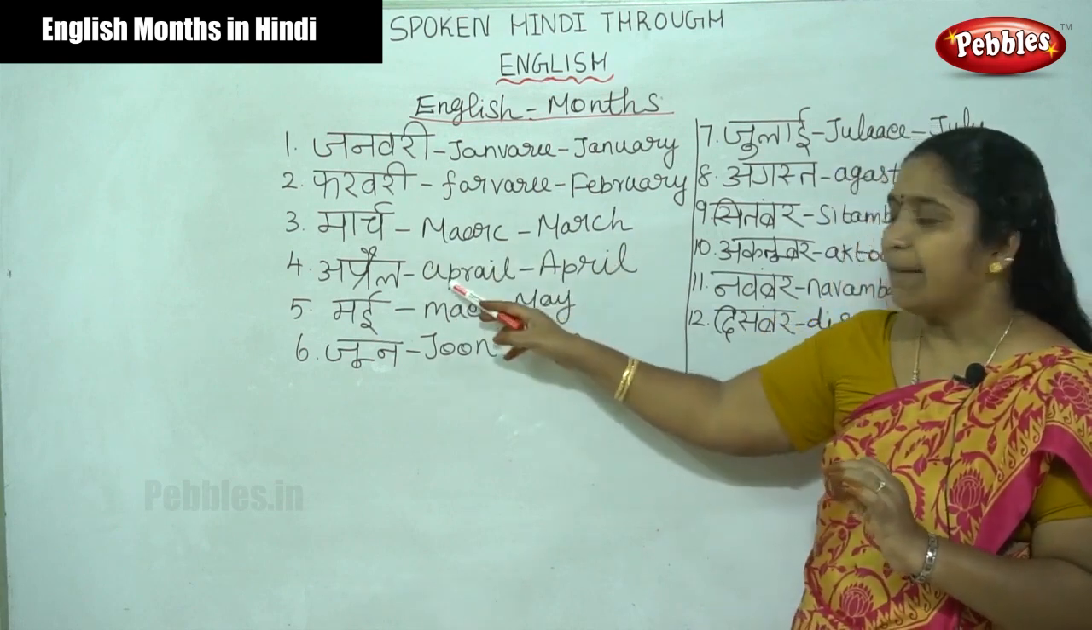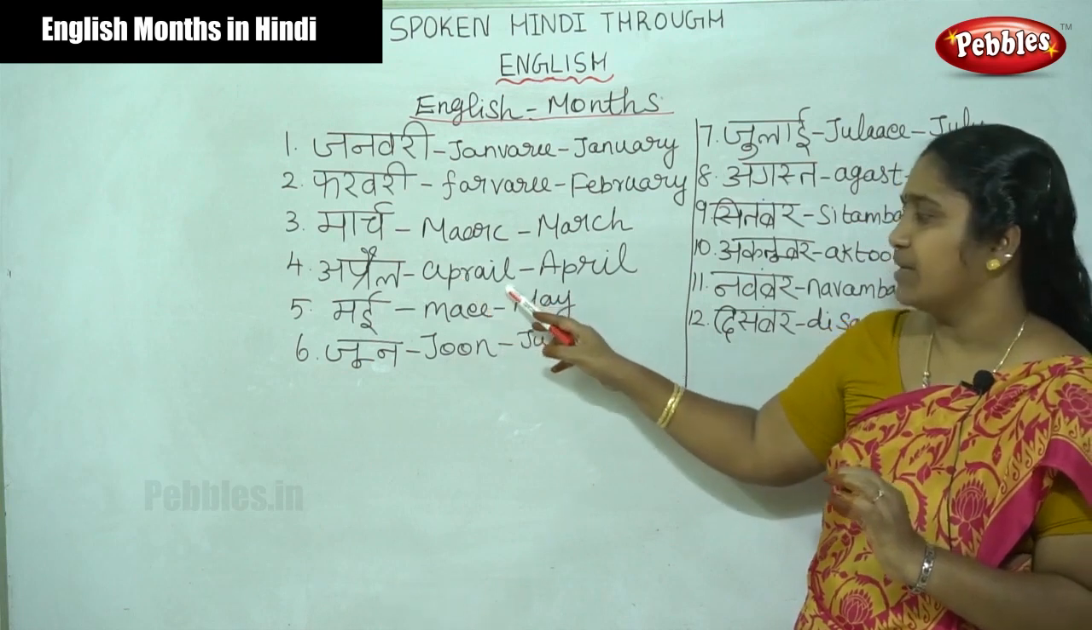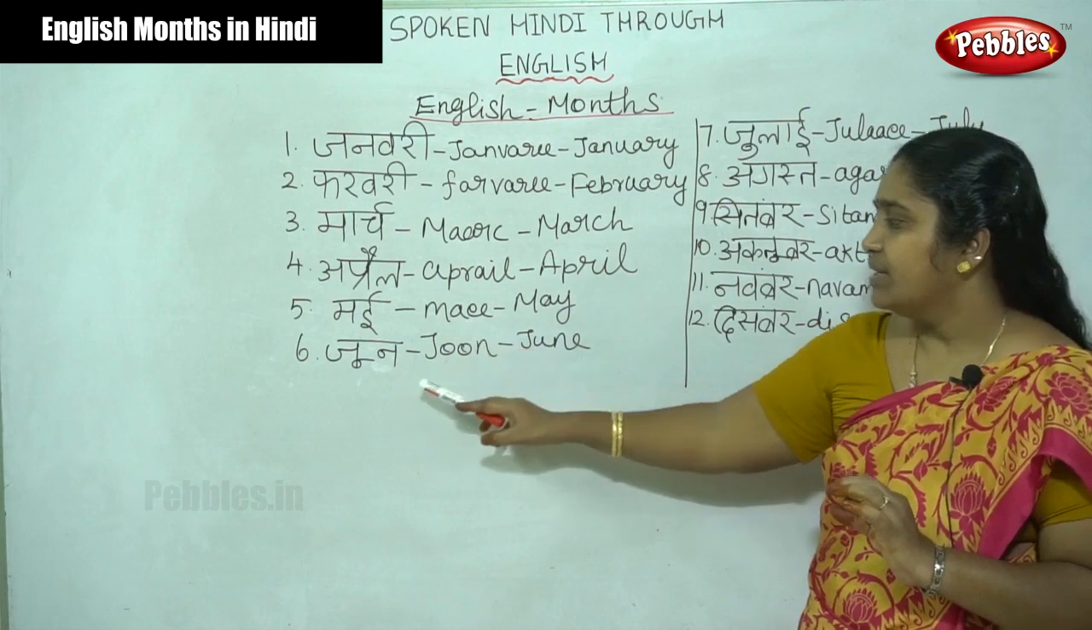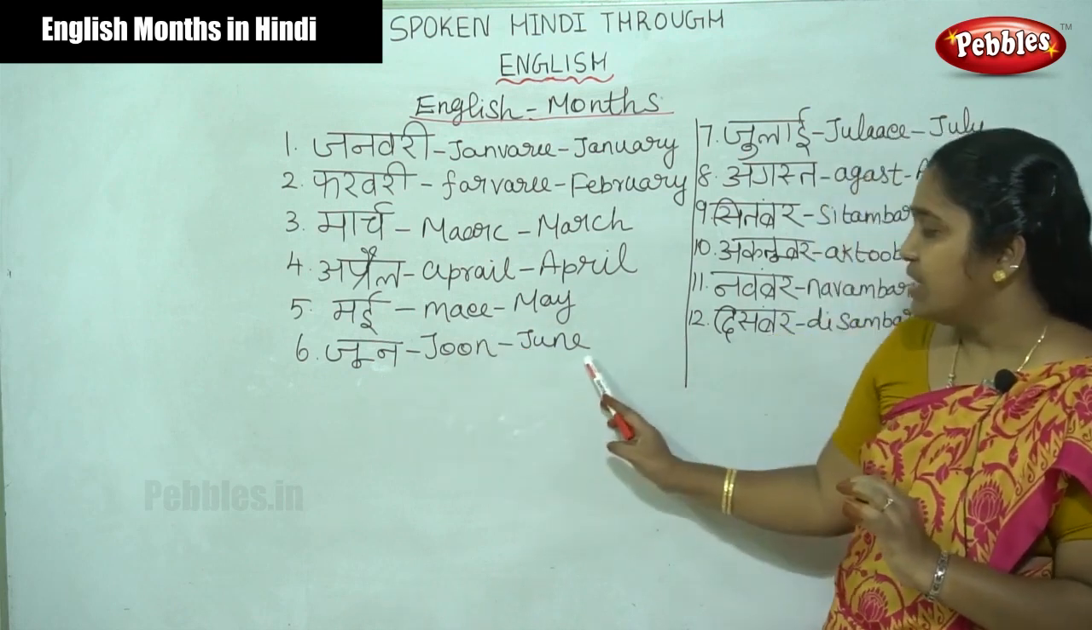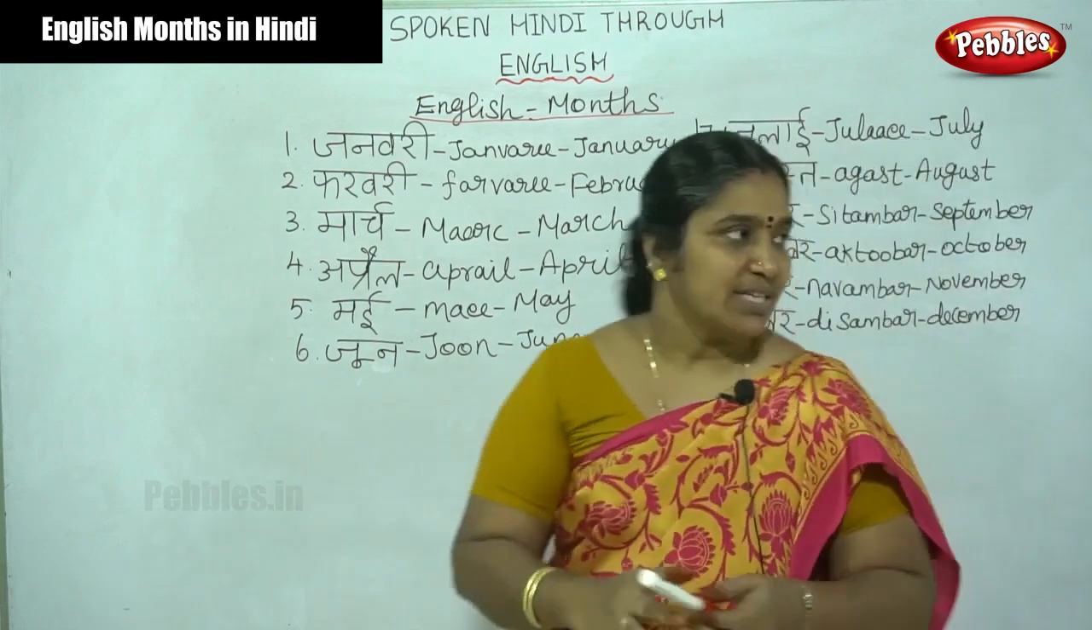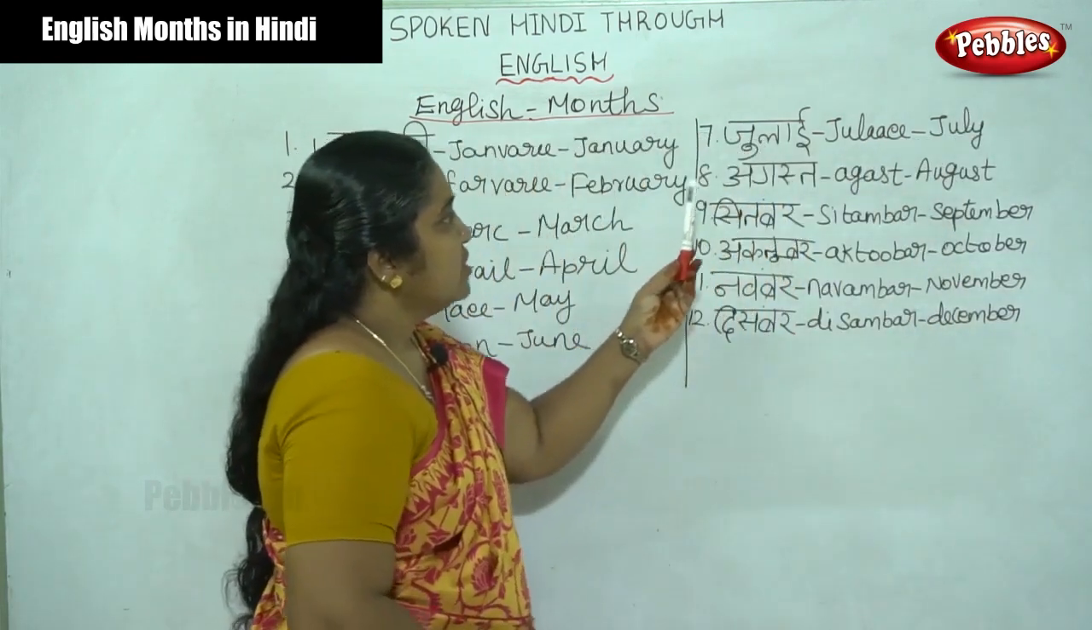Once again, see, January, then February, then March, April, Mai. Then June, E sound in English, here O sound, June. Okay, now let us see the other six months.